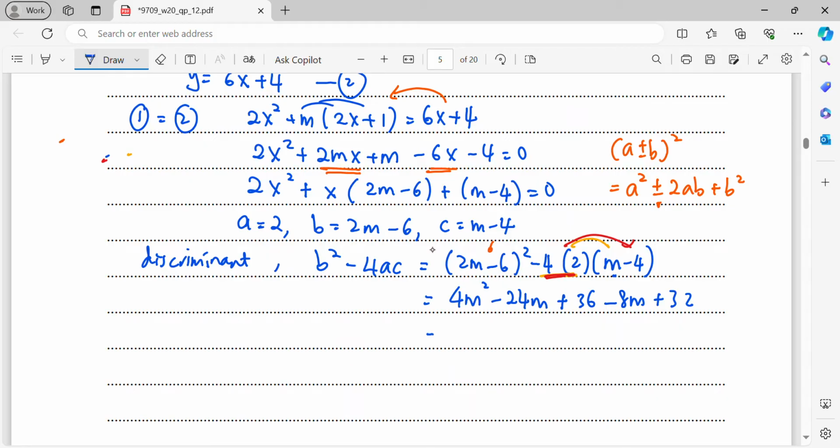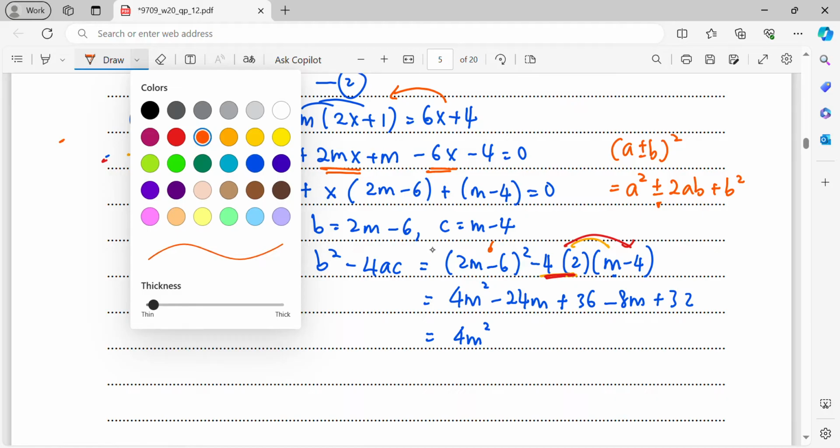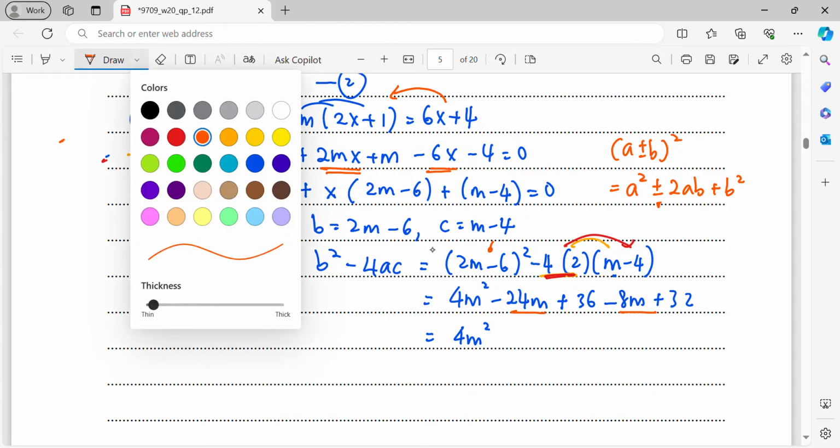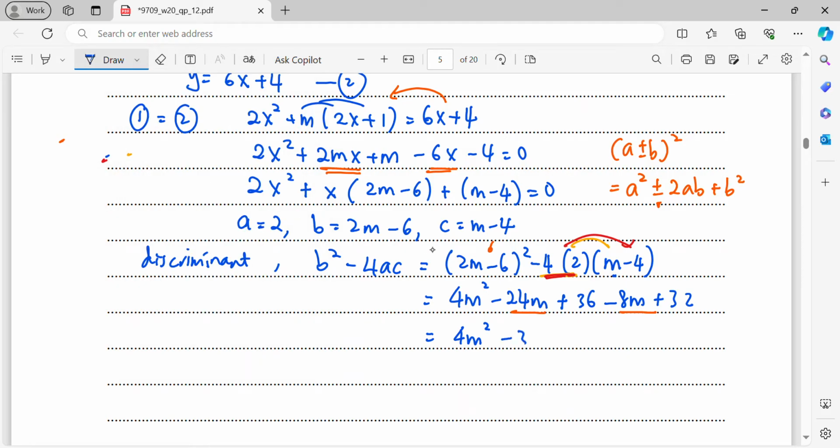Then from here, you will be getting 4m squared, now minus 24m minus 8m. At last, you are getting negative 32m. Then 36 plus 32, it will be plus 68. Okay, how do I show that this is positive? Now, I will complete the square.